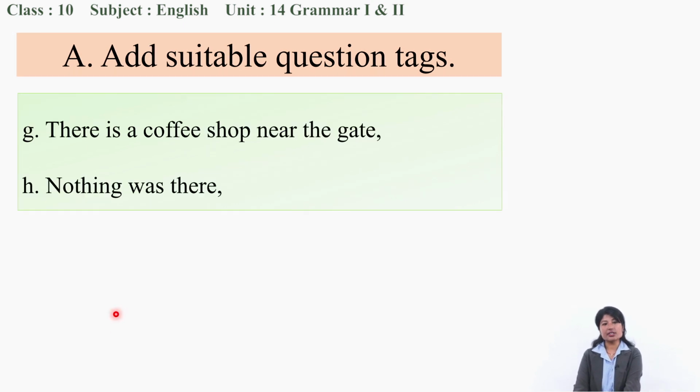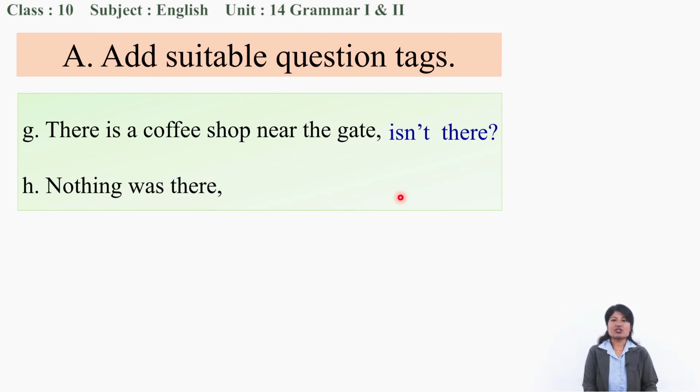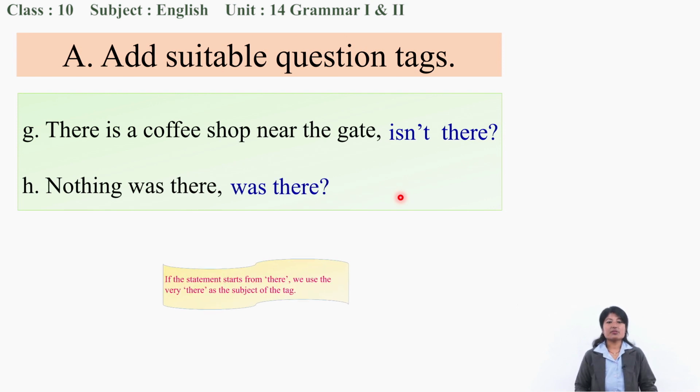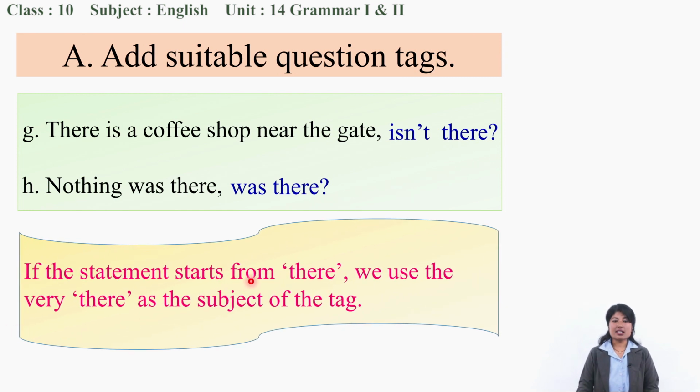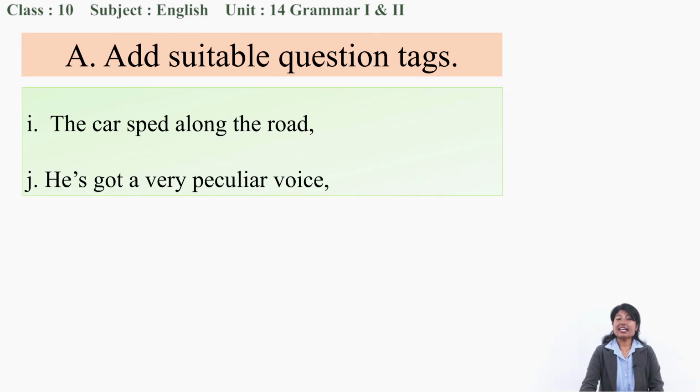Alright, let's continue. G. There is a coffee shop near the gate. What do you think the tag is? Isn't there? Okay. H. Nothing was there. Was there. Okay. So what we can discuss over here is if the statement starts with there, we use the very word there as the subject of the tag. There is repeated.